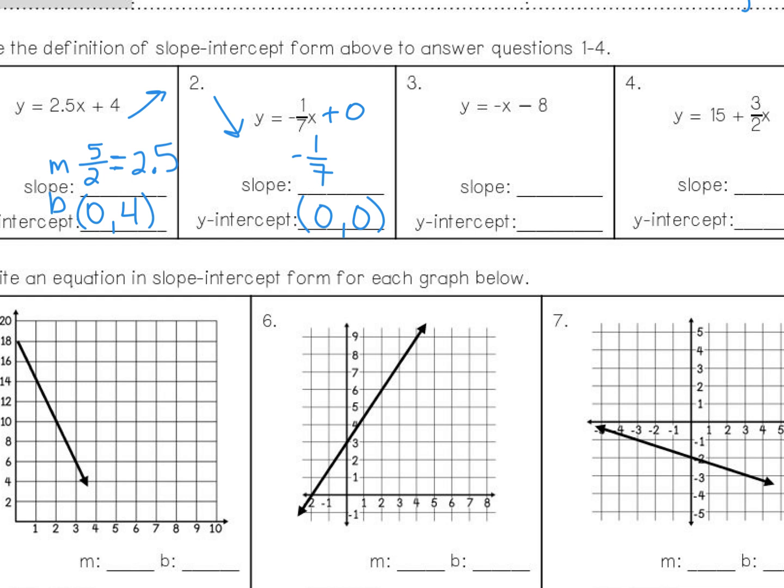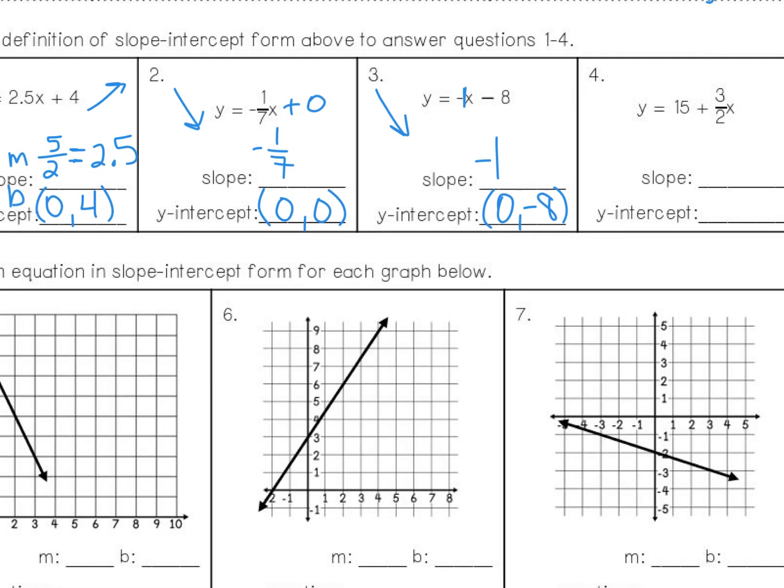Be careful on number 3. What's missing? The slope. What is it? A negative 1. Negative 1. Remember, we don't write that invisible 1, so this is going down. What is our b? 0, negative 8.